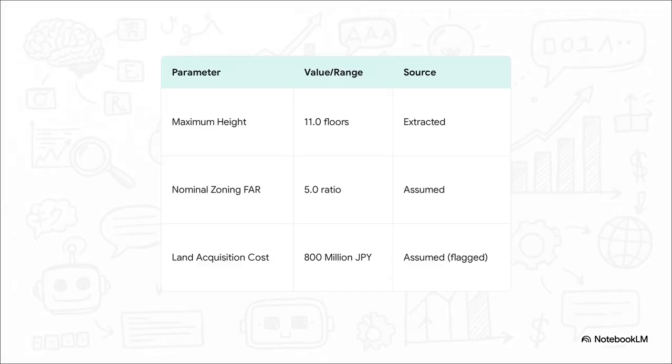And this table shows you exactly what I mean. The AI extracts the maximum height of 11 floors, because that was written right there in the text. It assumes something called the floor area ratio is 5.0, based on typical zoning for that area. And then for the land cost, which wasn't in the brief at all, it puts in a realistic number. And here's the really smart part. It flags it as a major assumption that a human expert needs to double-check.